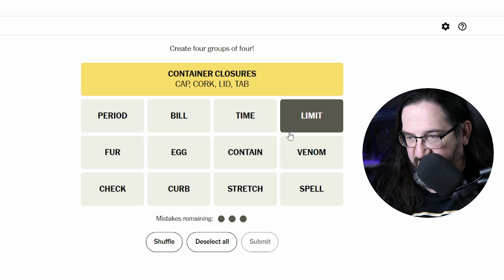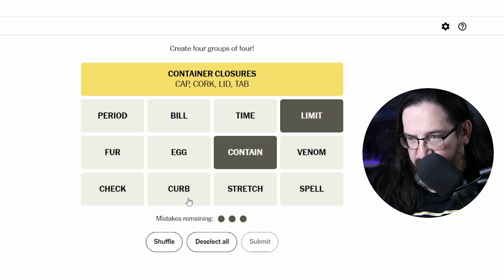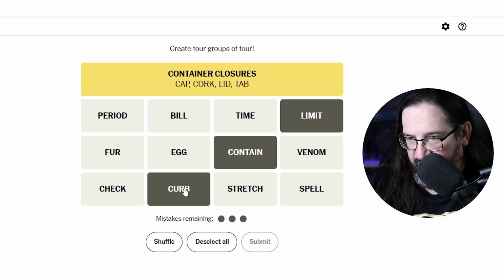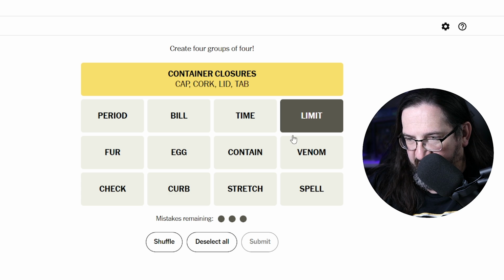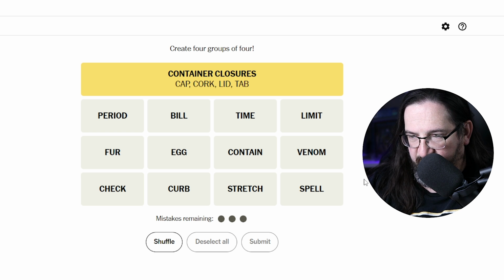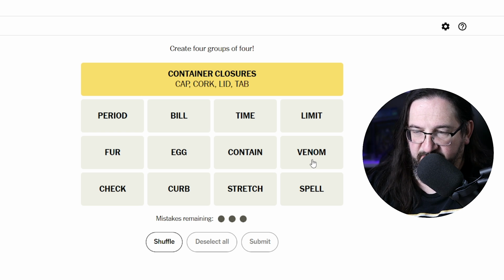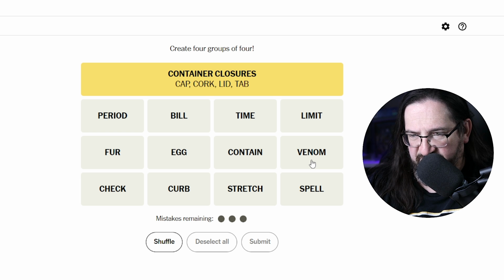To limit something, to contain something, to curb something. But I still don't like check here. I feel like I'm going to hold off on that one. Venom. Poisonous venom. Something that's dangerous. I'm going to hold off on that.